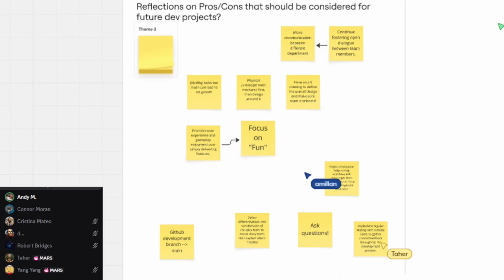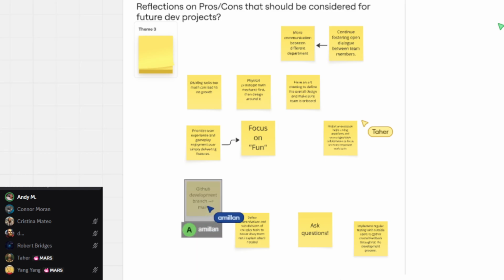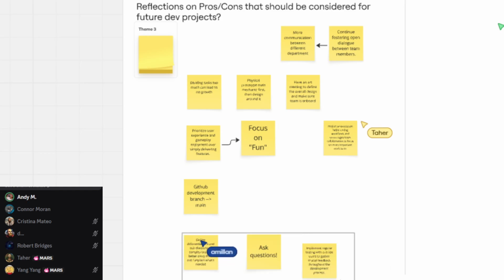Cool. Project prioritization helps unclog workflows and encourage team collaboration to focus on more important work tasks. I created this one. That's just something that I always try to keep in mind. That's more reflection on my half if I needed to add something to the document. GitHub development branch main. Can we get someone speaking to this one?